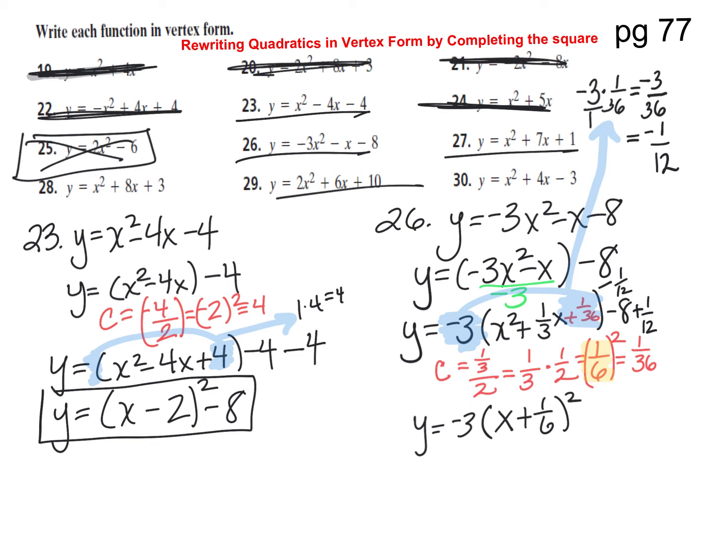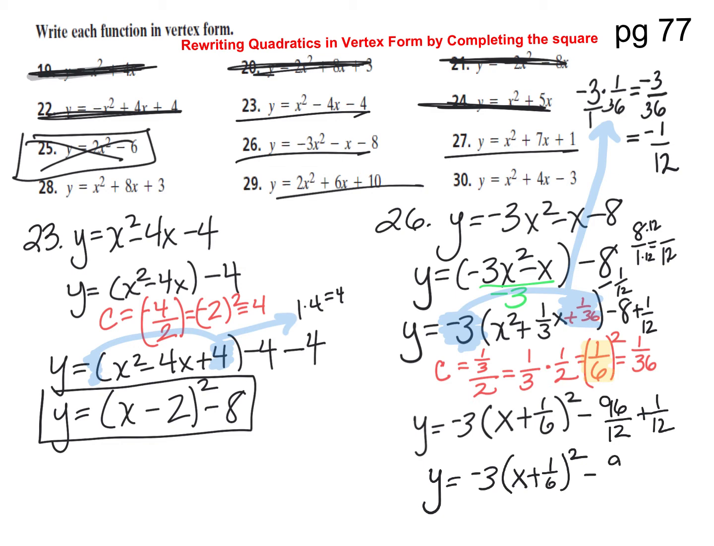Then I'm going to write minus 96/12 plus 1/12. Where in the world did that come from? I knew I needed to turn 8/1 into a common denominator of 12. To do that, I have to multiply by 12. 8 times 12 is 96. So now I can finish. Y is going to equal -3 times the quantity x plus 1/6 squared minus 95/12. And that would be my answer.